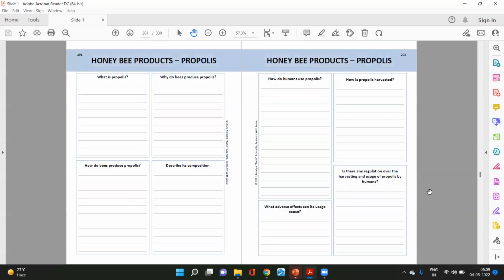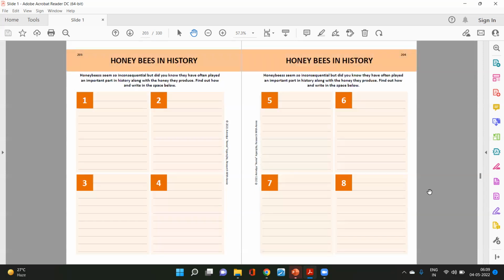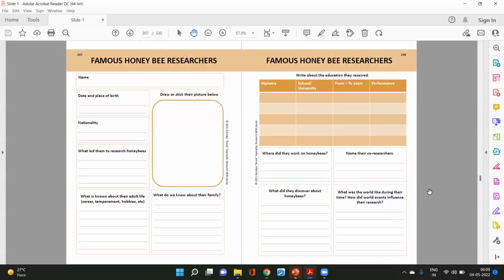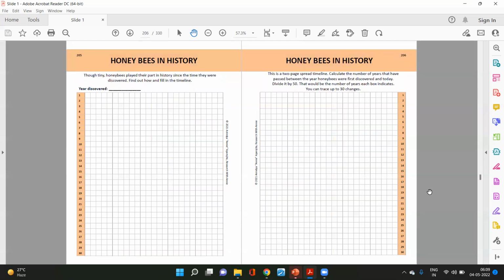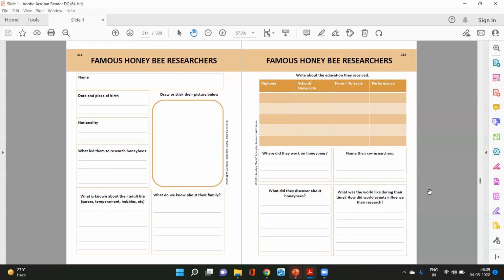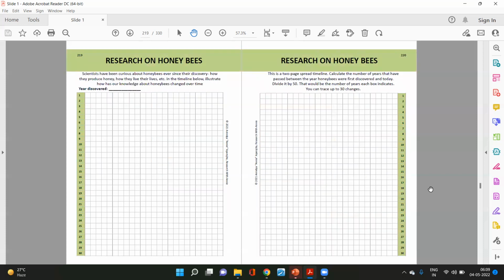And then another bee product that we deal with is propolis. And then we look into what role honeybees have played in history. And this is a 2-page spread where you can record how they have interacted with humans. So basically that. And then who are the famous researchers who researched on honeybees? And then again, the research timeline, when, what thing we discovered about honeybees. You can track that on this 2-page timeline.